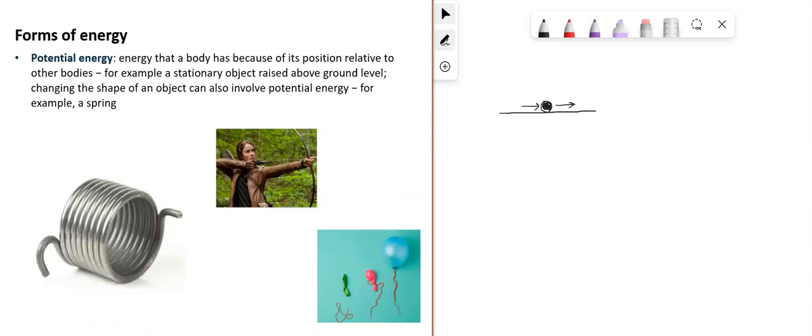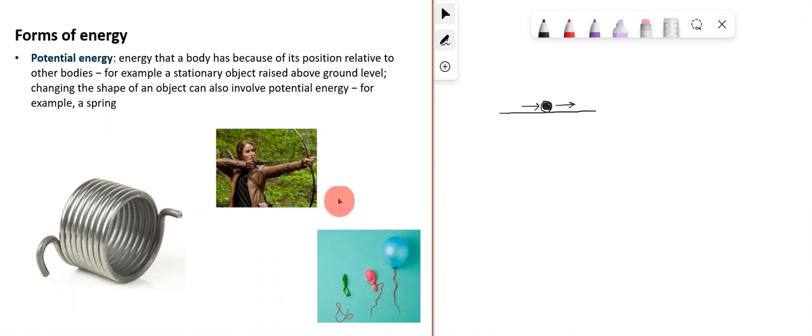Then we have this other substance called potential energy. Potential energy is the energy that a body has because of its position relative to other bodies. For example, a stationary object raised above ground level. Changing the shape of an object can also involve potential energy, for example, a spring.